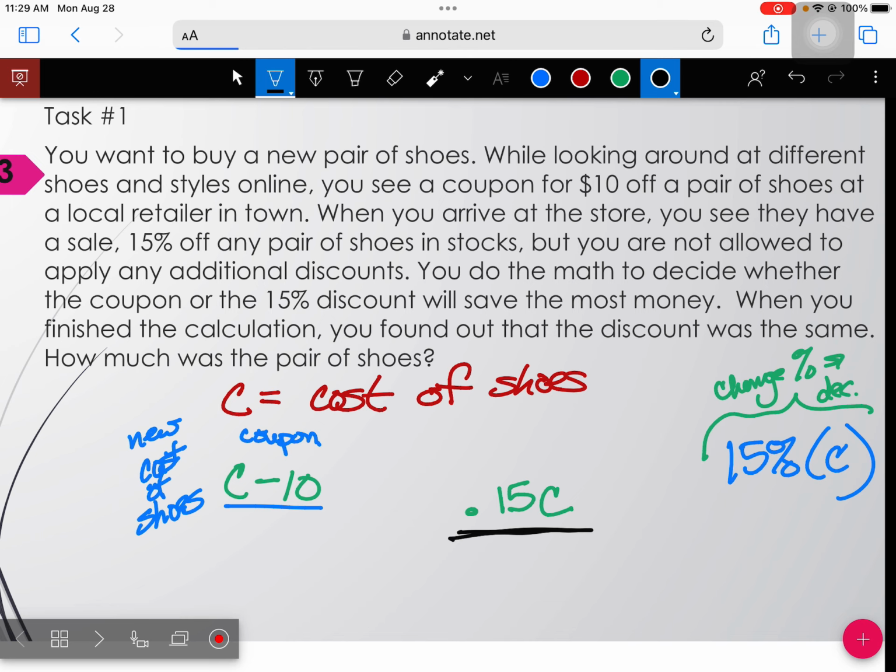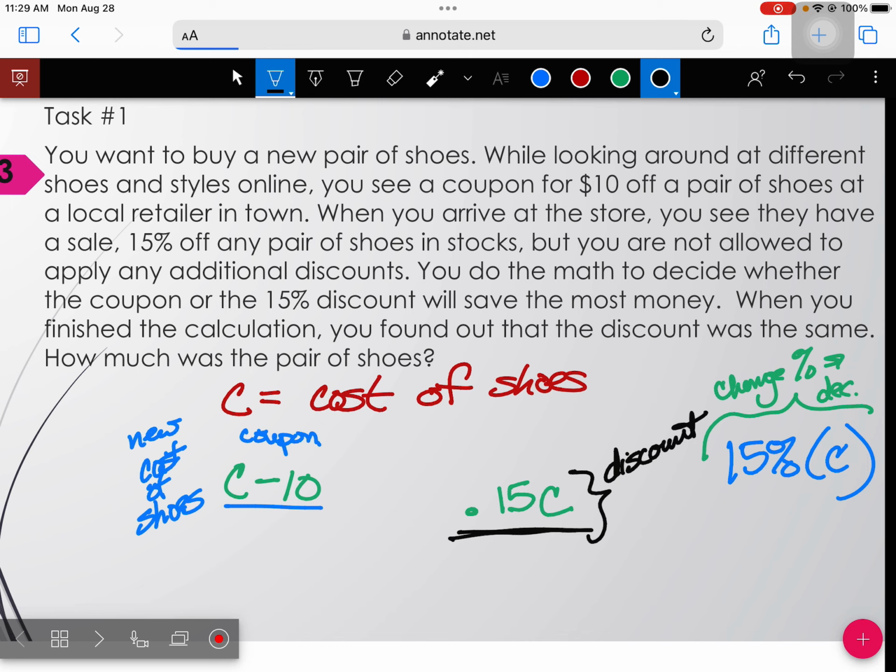15% of the cost. So is this the new price of the shoe? No, that's the amount off. Right, so this is actually the discount. That's how much is being taken off. So how do I get the new price of the shoe? Cost minus discount. So how would I represent that?